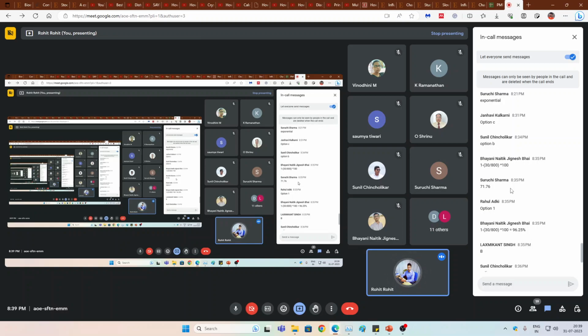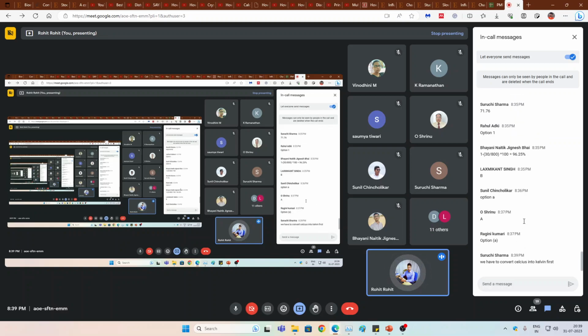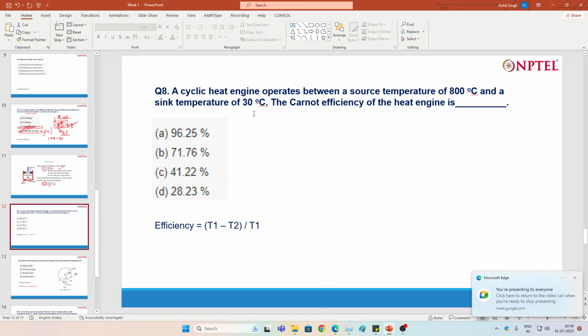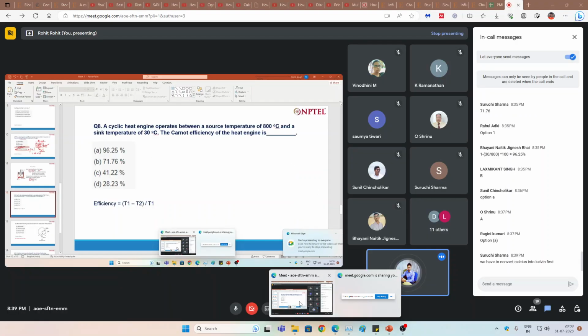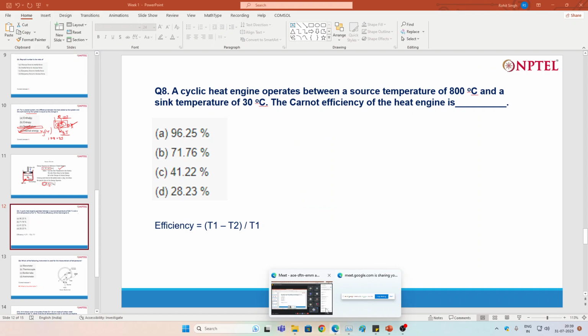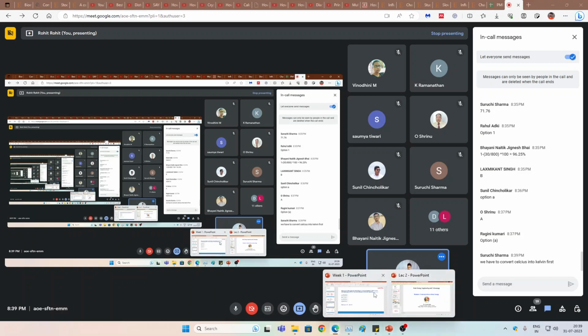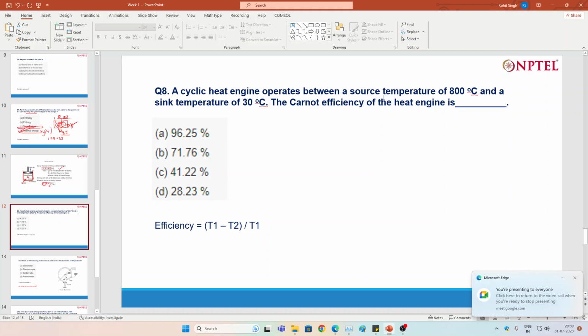Janvi has said option C. I think option C is not the correct answer. Okay, let me solve this. We have to convert Celsius into Kelvin first. So this is the main catch here. Most of you have said option A, 96.25%. But in actual terms, for applying the formula, you need to convert the source temperature and sink temperature to Kelvin. Okay, these are absolute temperatures.